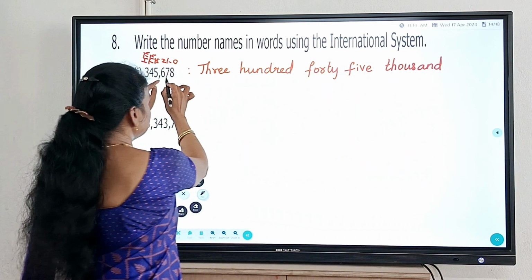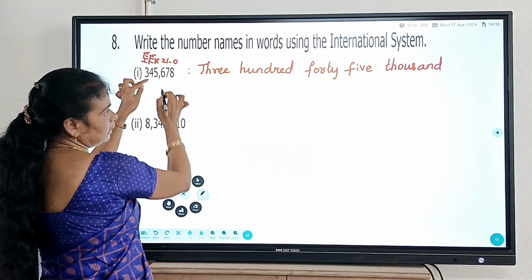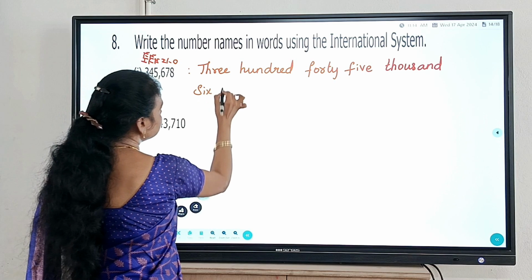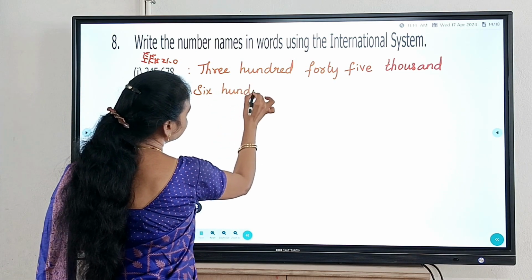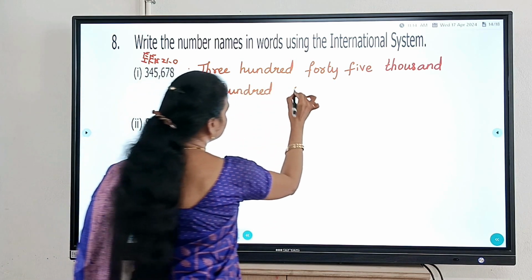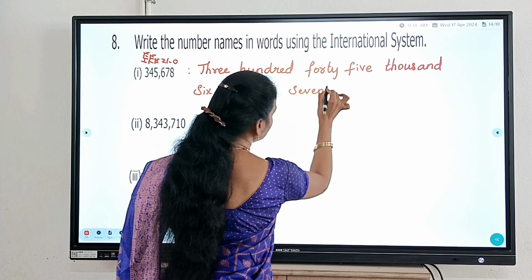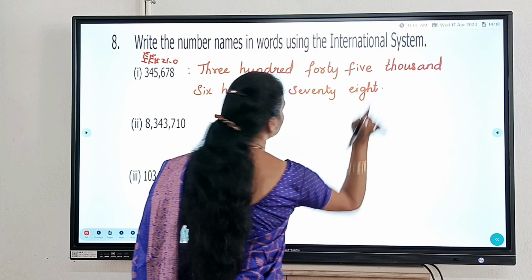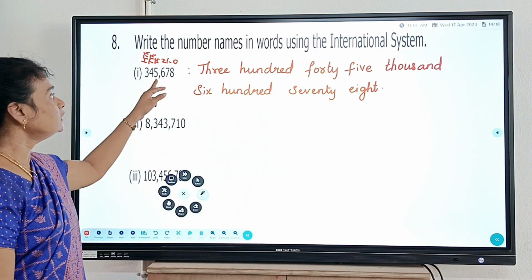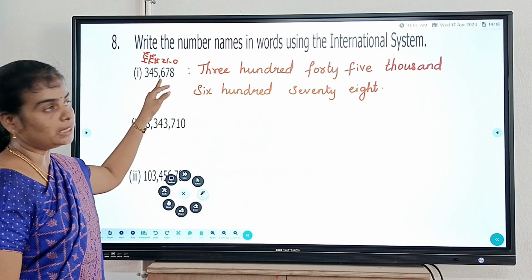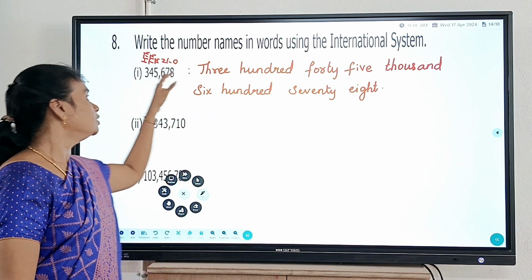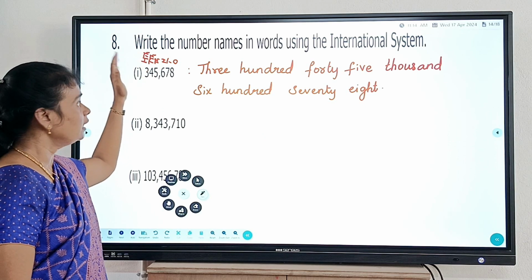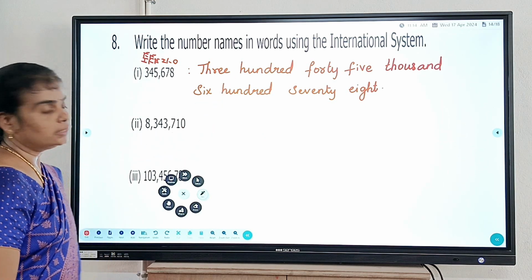And next, this 6, 7, 8 forms the hundreds group. So 6 is in the place of 100. So you will write 678. Is it clear? So numbers should be written as number names in the international system. So first we wrote the place value of each digit separately, and then we wrote it in spelling.